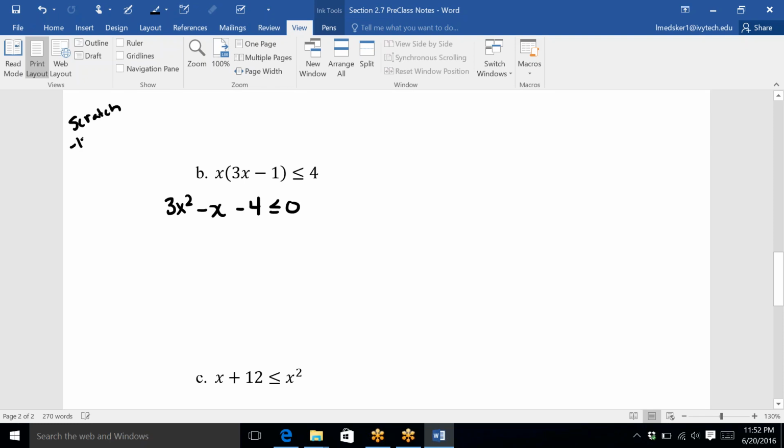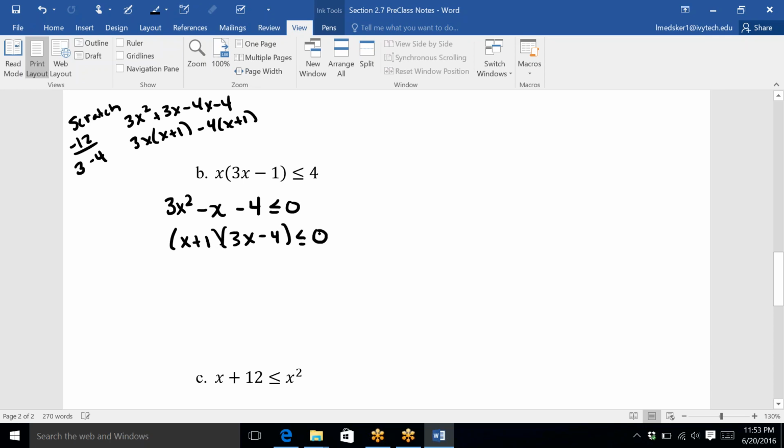This is going to be a factor by grouping one, so I'm going to do some scratch work up here. 3 times negative 4 is negative 12, and factors of negative 12 that make negative 1 would be positive 3 and negative 4. So this would be 3x squared plus 3x minus 4x minus 4. Pull out the 3x, that would leave me with an x plus 1. Pull out a negative 4, I also get x plus 1. So it looks like this factors into x plus 1 and 3x minus 4, and we want it to be less than or equal to 0.